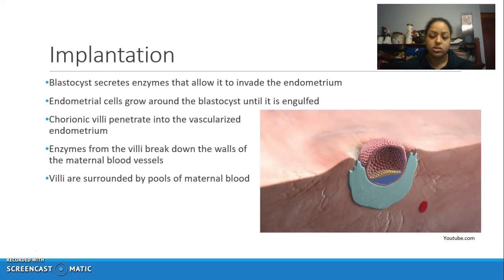The maternal blood and the fetal blood do not mix. However, nutrients, gases, and wastes are exchanged. The placenta will continue to grow throughout pregnancy until delivery, when it reaches its maximum size of about 20 centimeters in diameter. During this growth, it will receive up to 10% of the total maternal cardiac output at any given time.